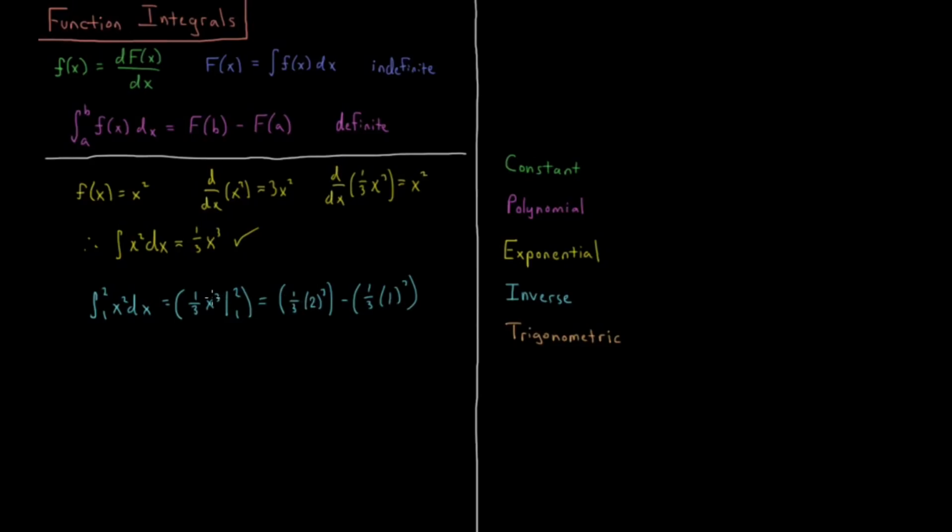Okay, so we've taken the value of 2, substituted that in, the value of 1, substituted that in, subtracting them both. If I factor out the 1/3, I get 1/3 times 2 cubed, which is 8, minus 1 cubed, which is 1. This is going to give me 7/3 as a result. So the area under the curve between the function and the x-axis from 1 to 2 for x squared is equal to 7/3. All right, cool.